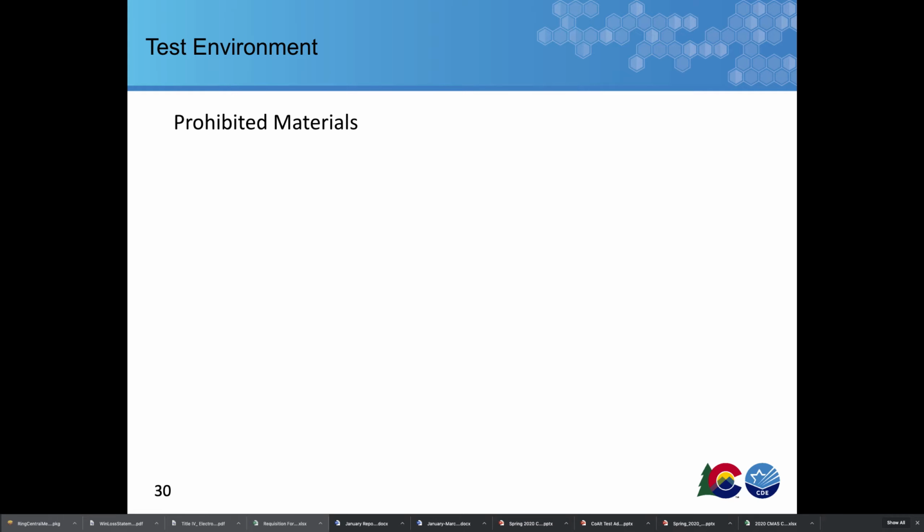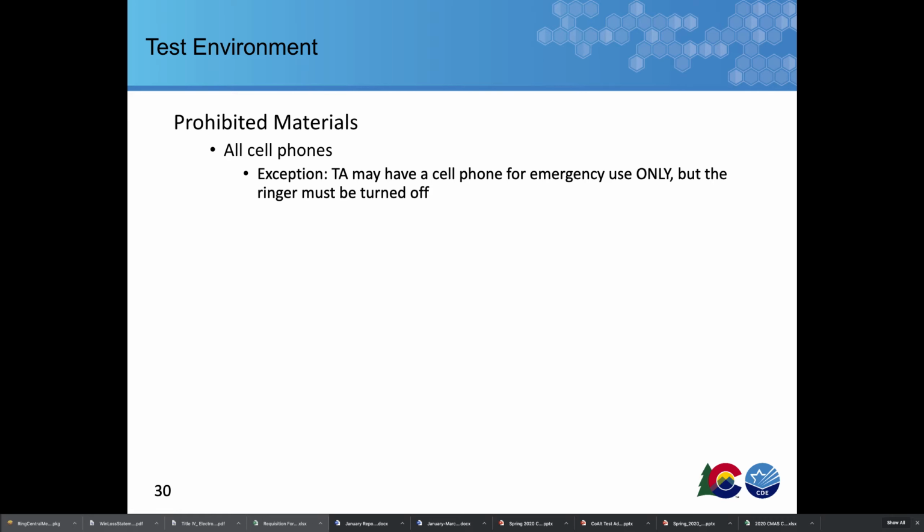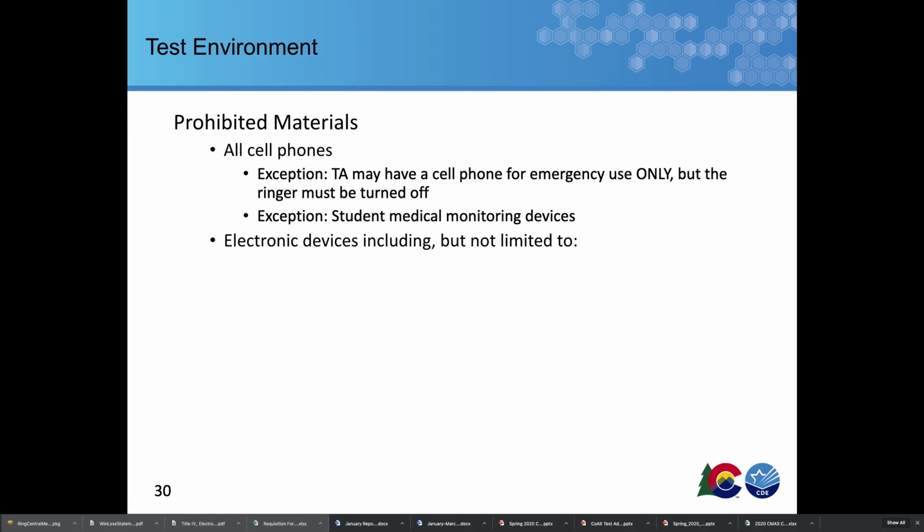All right, prohibited materials for your environment, no cell phones. The only exception is you as a test administrator could have one for emergency use only, but the ringer and the vibration should be turned off. You should not be using your cell phone for timing. Use the clock in the room and make sure that students have access to see the timing as well so they can track themselves. The exception, of course, would be students that are monitoring medical conditions.